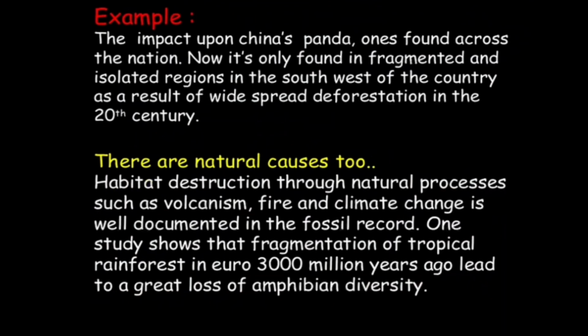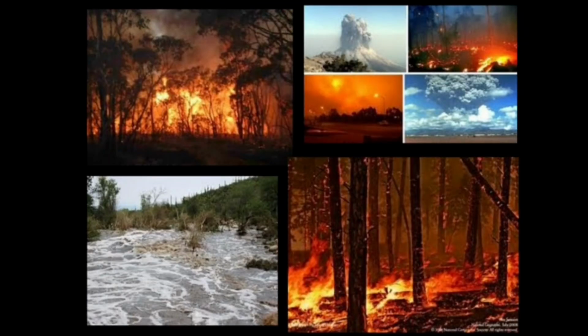One study shows that fragmentation of tropical rainforest in Euro 3000 million years ago led to a great loss of amphibian diversity. This picture shows different climatic conditions such as fire, flooding of the water, and changes in the weather conditions, leading to the extinction of species and causing the destruction of the natural ecosystems.